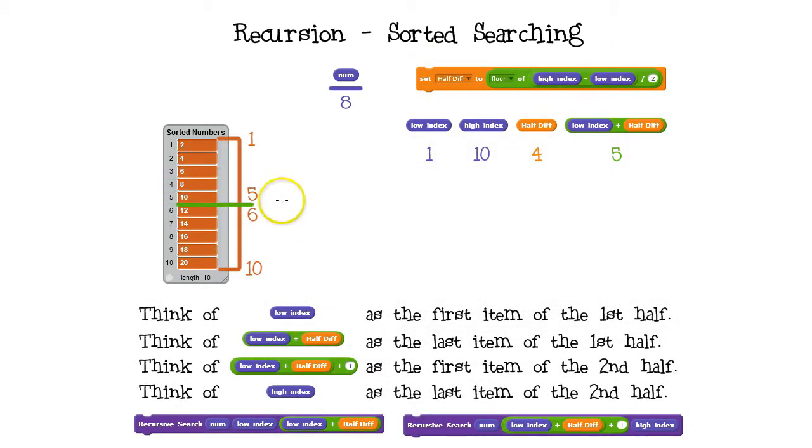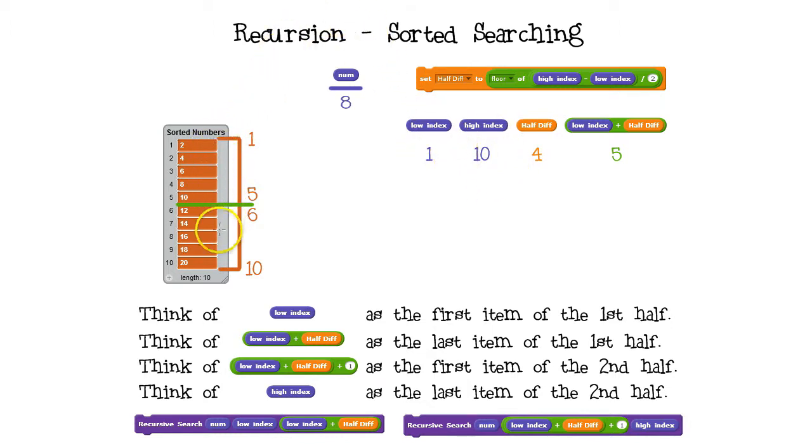The list isn't copied for any of the splits. Instead, it keeps reducing the area it's searching through by carefully changing the index values of the low and high ends of the half it's looking at. I'm looking for 8, so num is 8. And I'm looking at the entire list, so low index is 1, high index is 10.